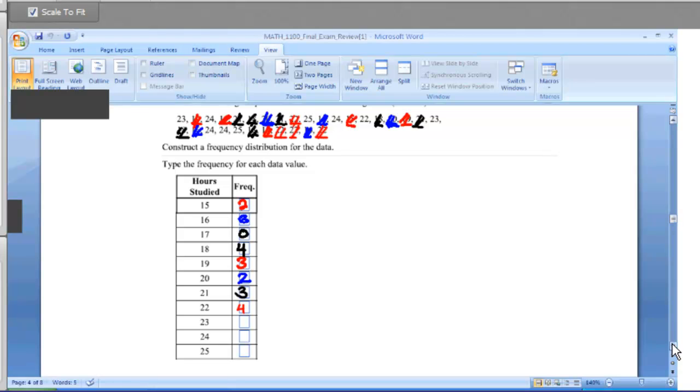And now it's getting a little quicker. So the 23s, just see 2 of those. The 24s, 4 of those. And for the 25, it's just the 2 that are left.